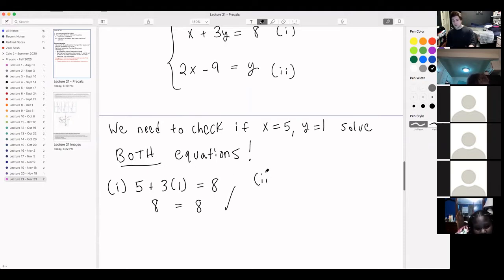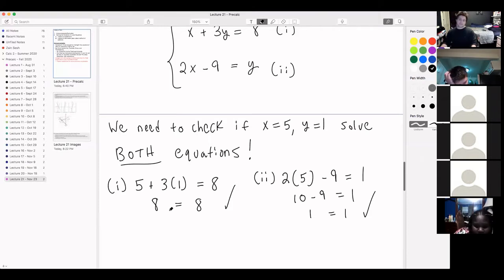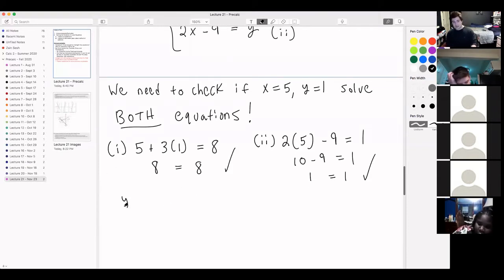Now we check 2. So if I substitute in x equals 5 and y equals 1, I'll get 2 times 5 minus 9 is equal to 1. The left side is 10 minus 9, and the left side is indeed 1. And 1 equals 1. They satisfy both, so yes, it is a solution.